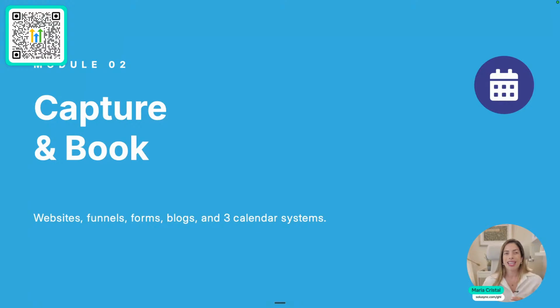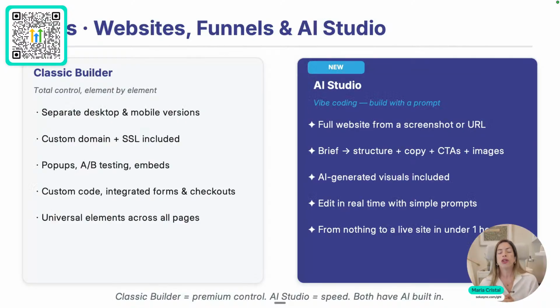Okay, so now, once you have a way to talk to people, you need somewhere to capture them and get them booked. This is where sites, calendars and forms come in. There are two ways to build your websites inside HighLevel. There's a classic builder where you have total element by element control, kind of drag and drop. If you've used Elementor or the WPBakery page builder on WordPress, it looks like that.